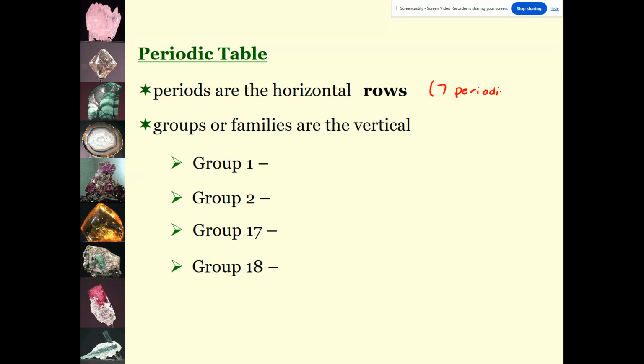Groups and families are the vertical columns. There are 18 in total, and they have different numbering systems. Old numbering systems used A's and B's. We focus mainly on just the numbers 1 to 18 for our modern periodic tables. Some of the groups or families have common names. So group 1, for example, are called your alkali metals. They are the most reactive metals on the periodic table.